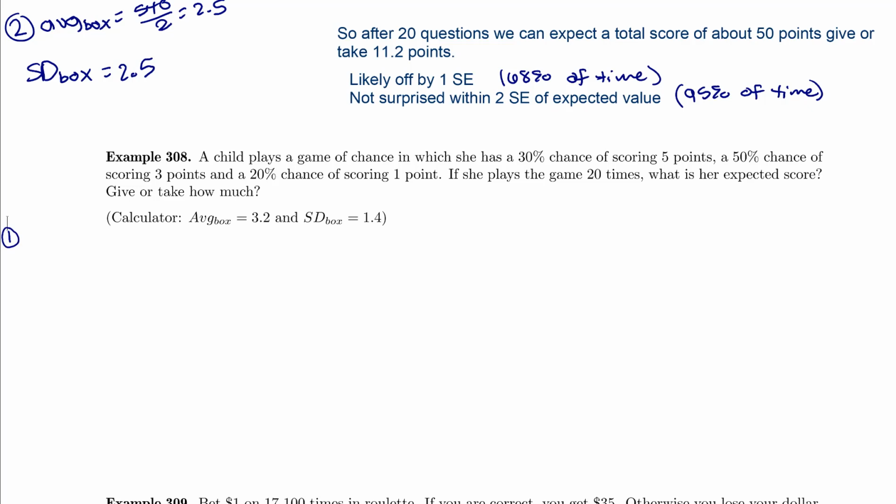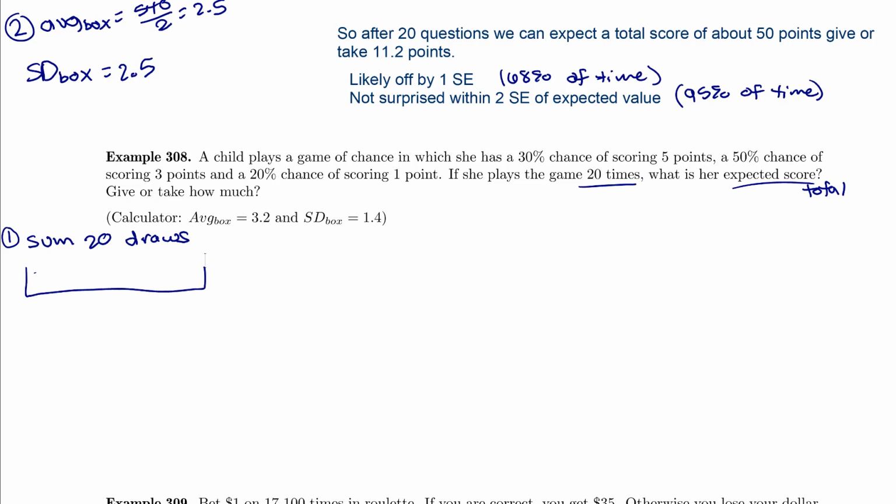I'm going to show you how to write this out just because it is such good practice and we're on the video. So for my box, she's playing 20 times. So it's going to be the sum of 20 draws. Okay, double check, is this a total or a counting? What is her expected score? So we're just looking for the total.